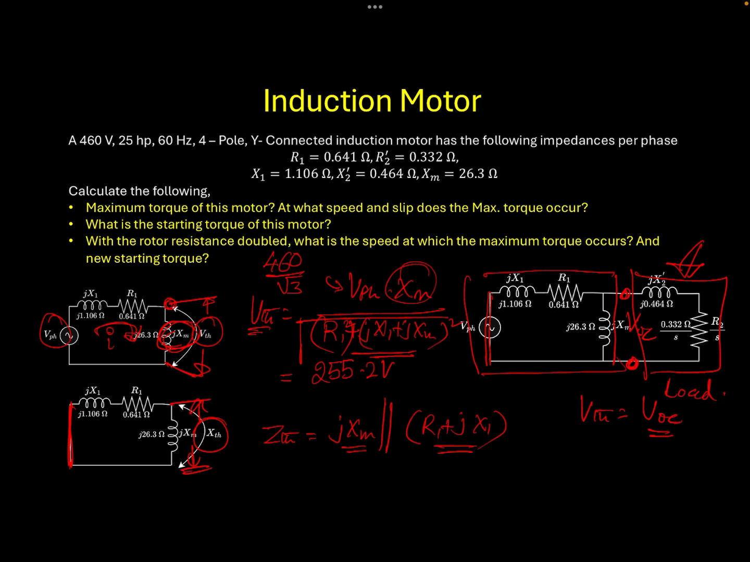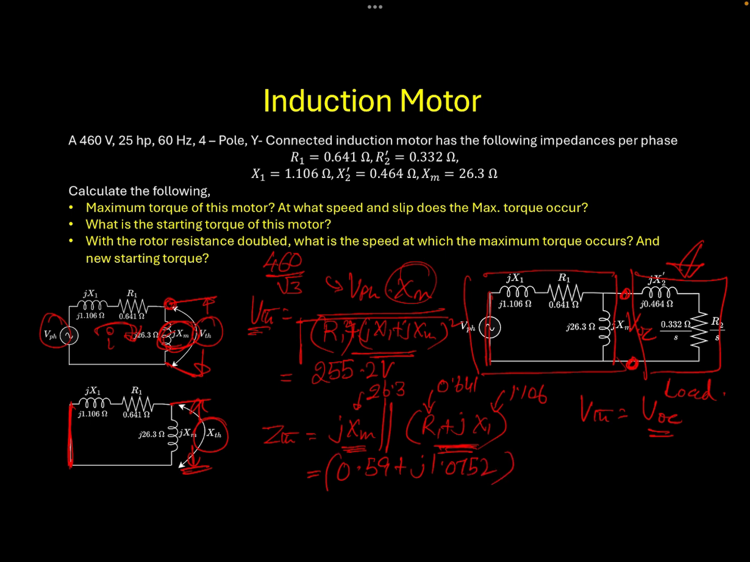Now if you try to simplify that, means substitute the value of XM, we know that the value of XM is 26.3, the value of R1 is 0.641, value of X1 is 1.106. So if you substitute and consider the parallel combination and simplify those numbers, then we'll be able to get Z Thevenin as 0.59 plus J 1.0752. So this is what is Z Thevenin.